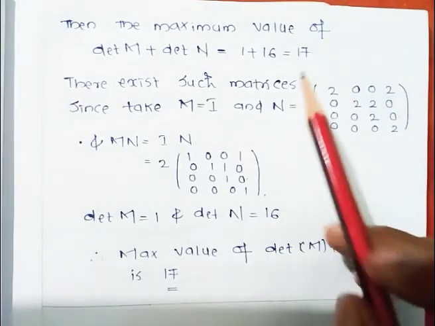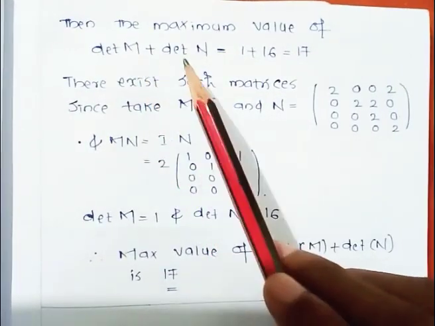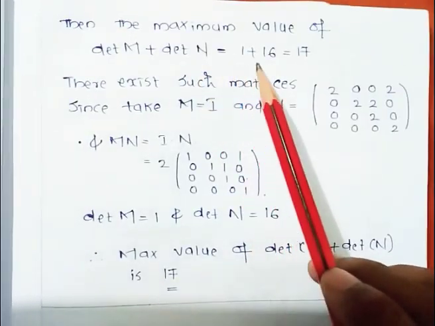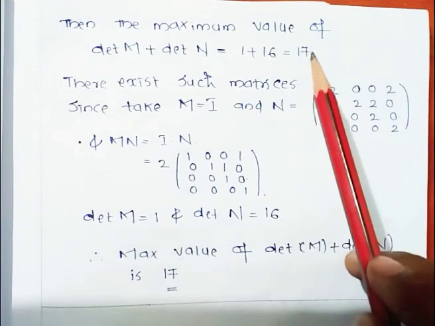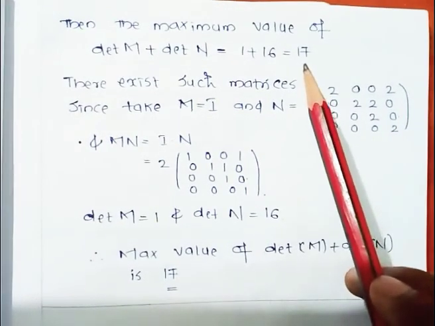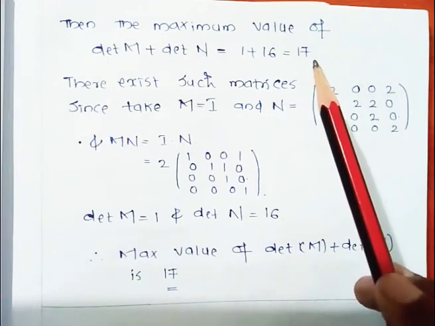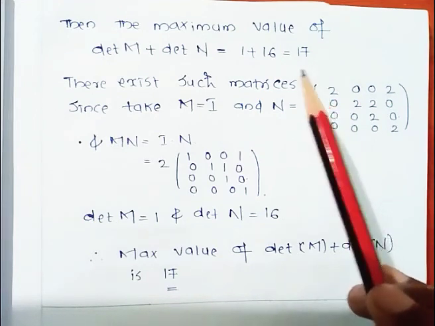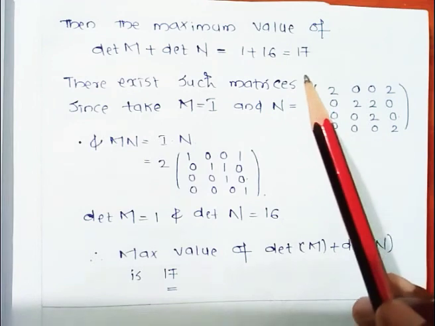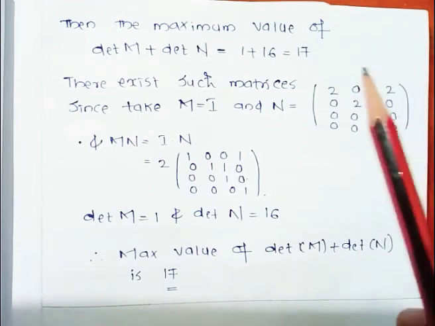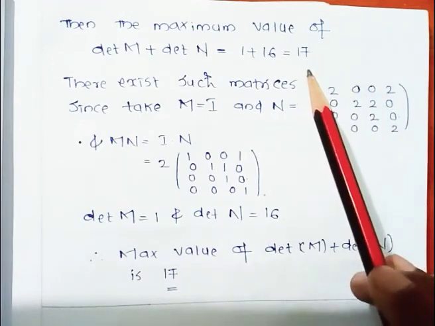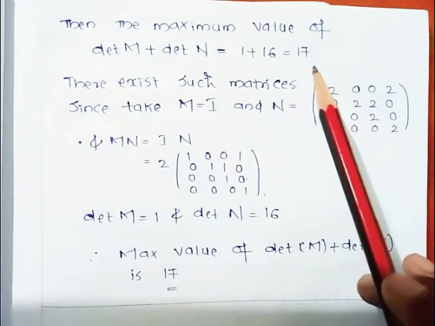Then the maximum value of determinant M plus determinant N is equal to 1 plus 16, which is equal to 70. So we get the maximum value of determinant M plus determinant N is equal to 1 plus 16, which is equal to 70. Now we want to check whether such matrices exist or not. If such matrices exist, this must be true, otherwise not.